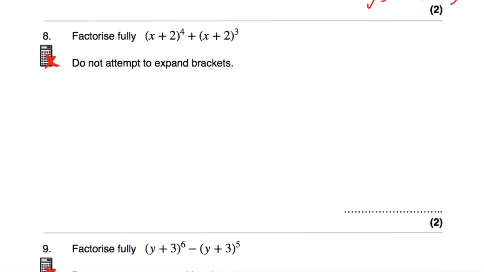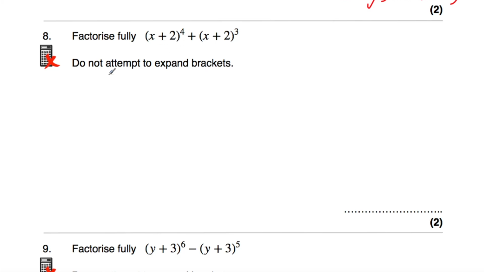Okay, let's have a look at our next question, question number 8. I've actually been looking forward to this one, because this is one where you've got powers other than squares, where we've got (x + 2)⁴ + (x + 2)³. And we've been asked to factorize this fully, but not to attempt to expand the brackets, because obviously I showed you in the first question that you could expand the brackets and then factorize it, but this would be much simpler to actually just use this technique.